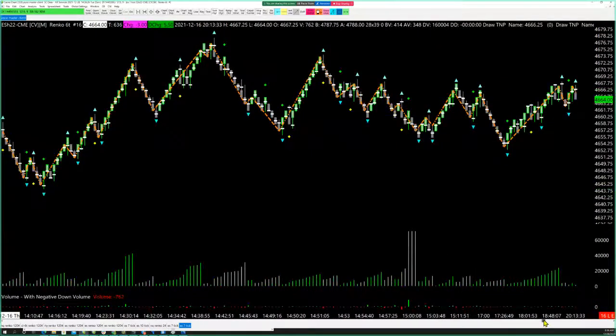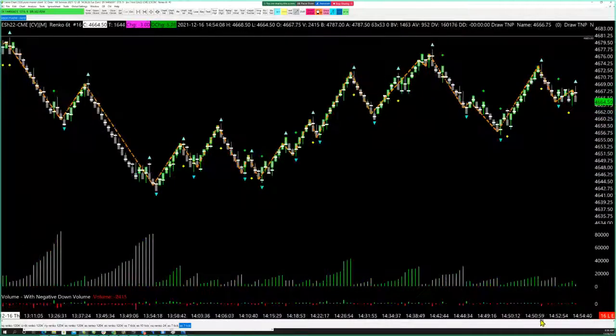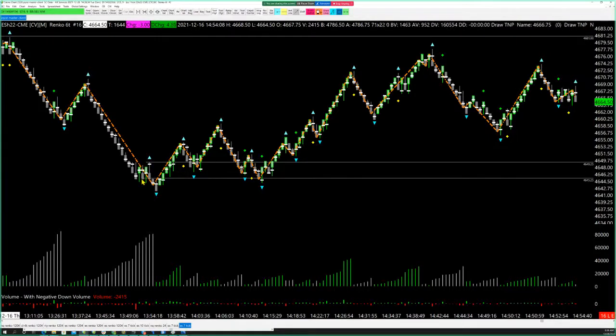And where do we reverse? Down here, okay? So this is my last algo down, my last power bar to the downside. So this bar I would not take. Why? I would not take that bar because there's no algo on top of it. When I come back, would I take this bar? I would, and I would get stopped.